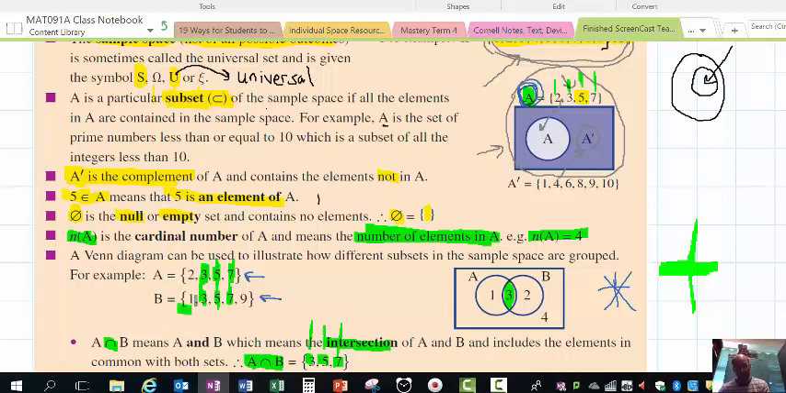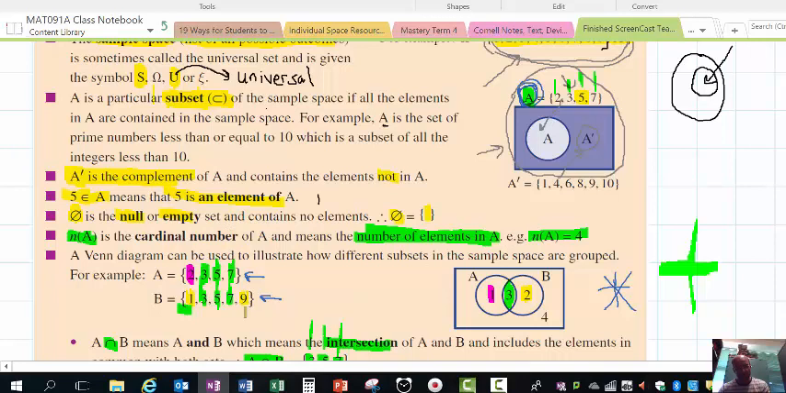Now, how many things are in A that are not in B? Well, 2 is, and that's it. So there's one element that's in A but not in B. How many elements are in B but not in A? This one and that one. So that's 2 elements, and that's why there's a 2 there.